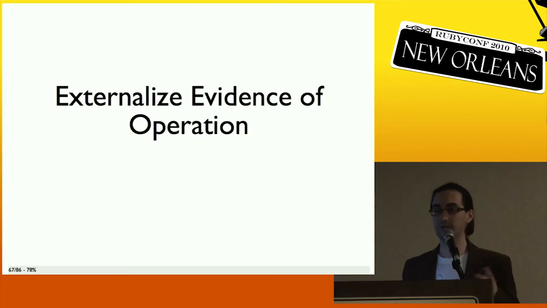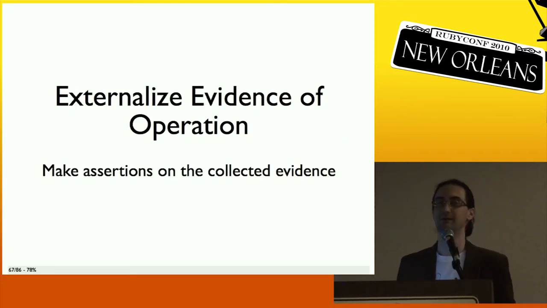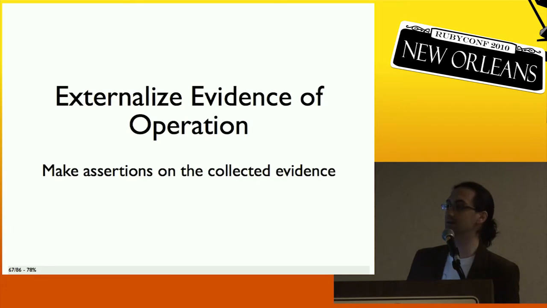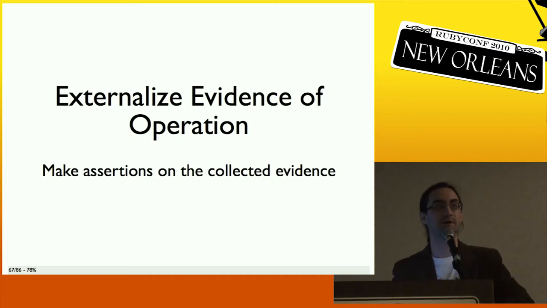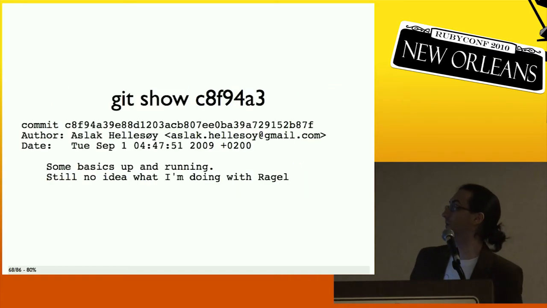And so this is how to do BDD or TDD or software development or whatever with Ragel. The name of the game here is to externalize evidence of operation, and then make assertions on that collected evidence. That's basically TDD in a nutshell, right? Whether the evidence shows that it's working properly or improperly is unimportant at this point. What you want is to be able to collect data about how the code you are writing is behaving.